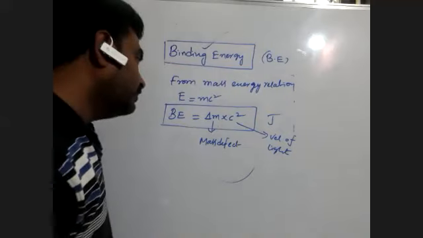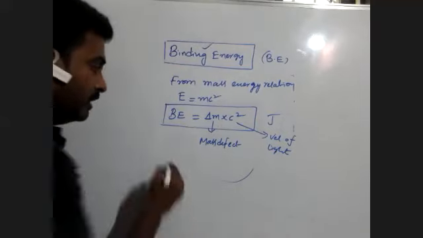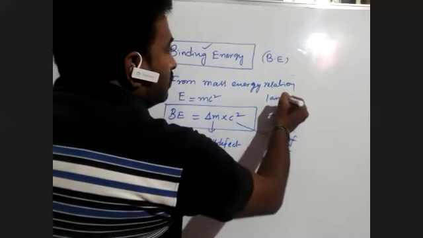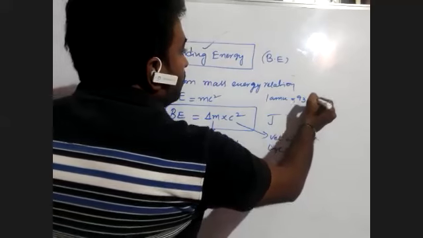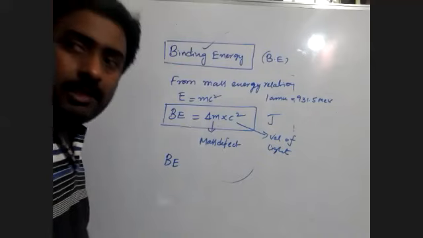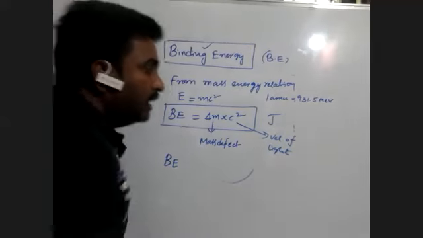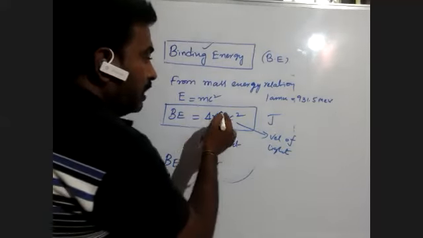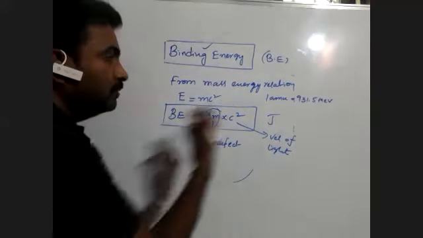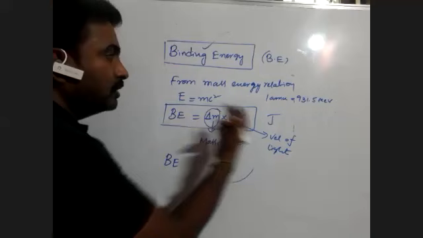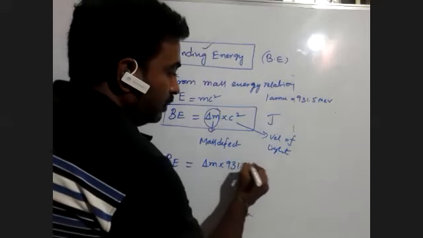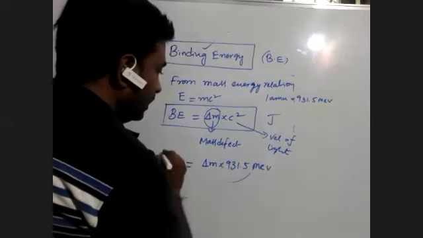Okay. Now the same I can write. We know 1 AMU mass is equal to 931.5 MeV, mega electron volts. Suppose mass defect you have taken in AMUs, then delta M in AMUs will give how much energy? So binding energy is equal to mass defect into 931.5 MeV. This is the other formula for binding energy.